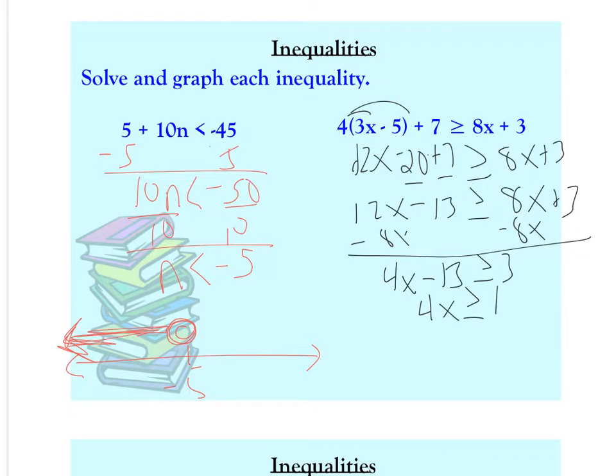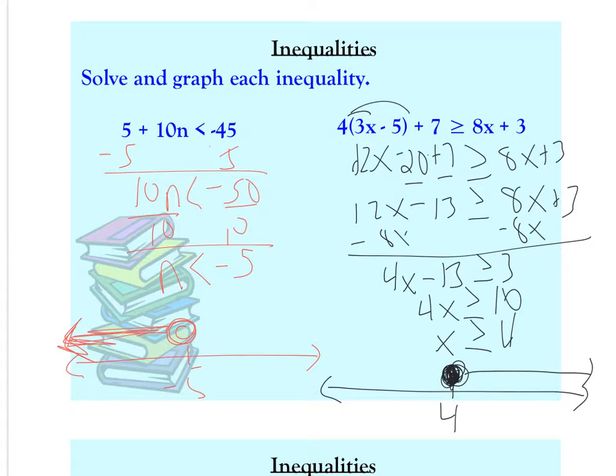Alright, so move the 13 over and divide by 4. So since I'm dividing by a positive, there's no reason to change it. So I get x is greater than or equal to 4. Always read it with the variable first. So that's going to be a closed circle because of the or equal to part. Wow, that looks like a mess, but closed circle, and greater than is to the right. So I would shade everything to the right.